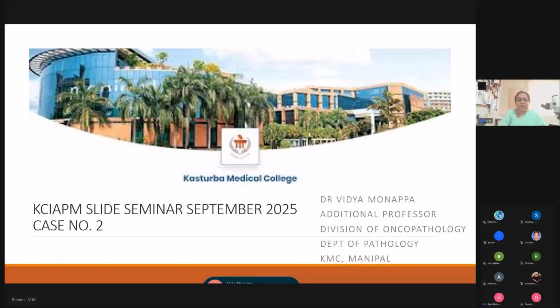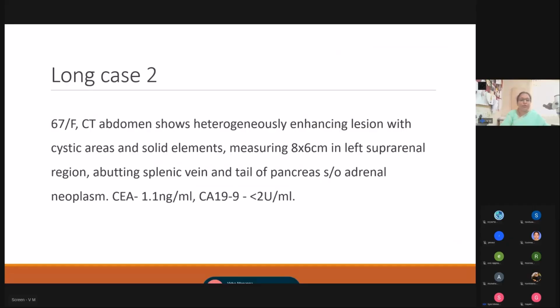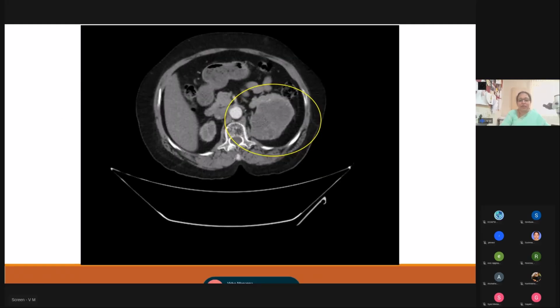Okay, so this case, like Dr. Syed already mentioned, it's a 67-year-old female with a heterogeneously enhancing lesion with cystic and solid elements measuring around 8.68 by 6 centimeters. Kindly note the CEA was normal, CA 19-9 was also less than 2 units per ml. But the CT was suggestive of an adrenal neoplasm. We got the resection also, but this is how we got the case. And this is the CT image.